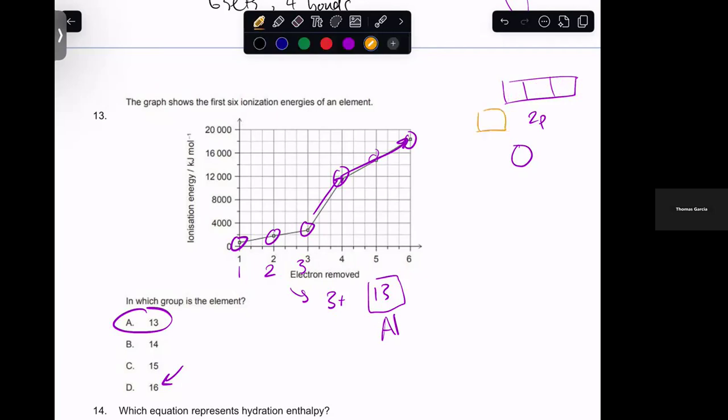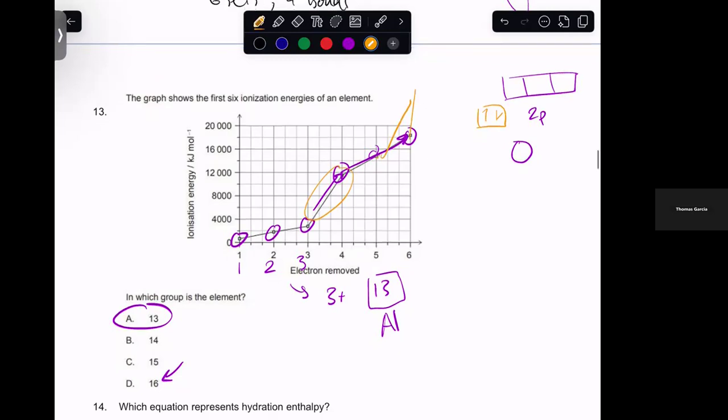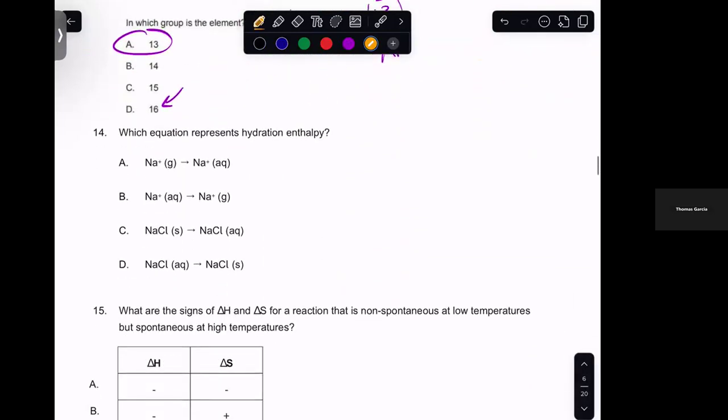However, we still have the 2p range, which wouldn't create such a drastic jump. So we would actually see another big jump from 5 to 6, and we're not seeing that. So with that said, it's probably 13.